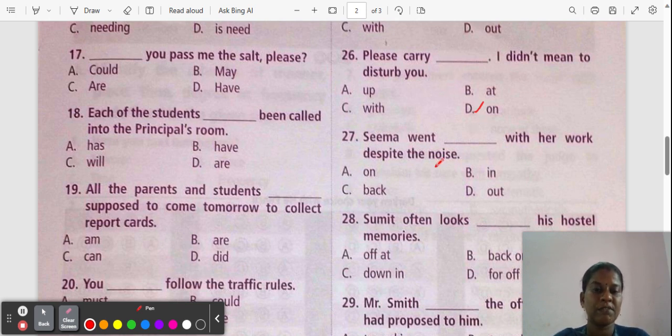Question number 27. Seema went dash with her work despite the noise. Option A, on. Option B, in. Option C, back. Option D, out. Here, she went on with her work. Option A, on, is the correct answer.